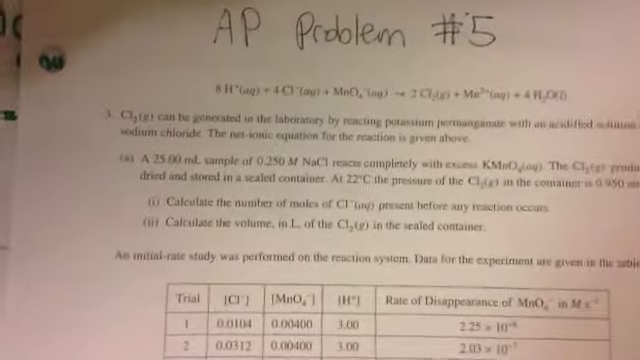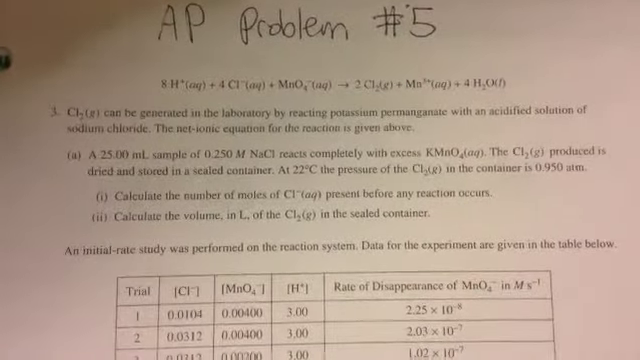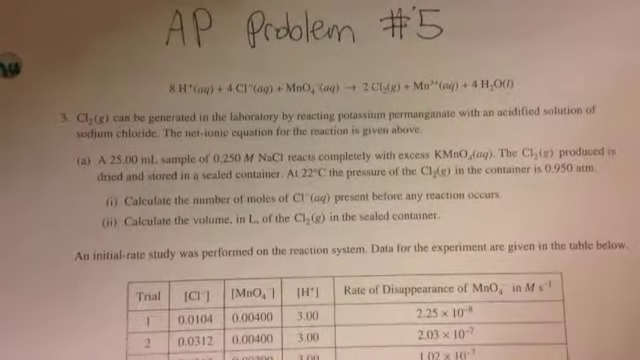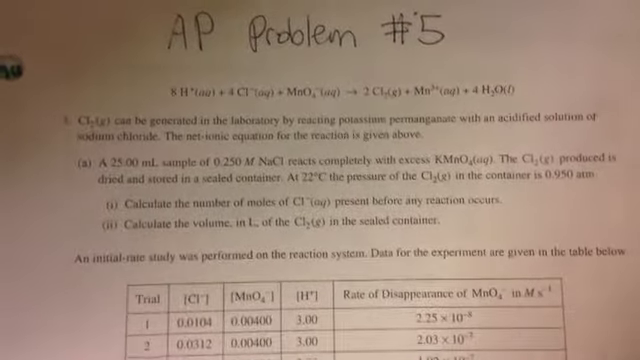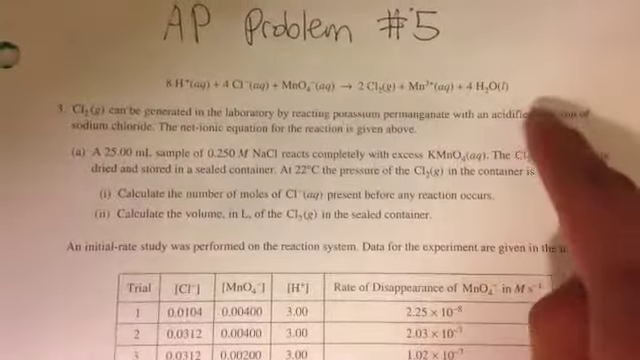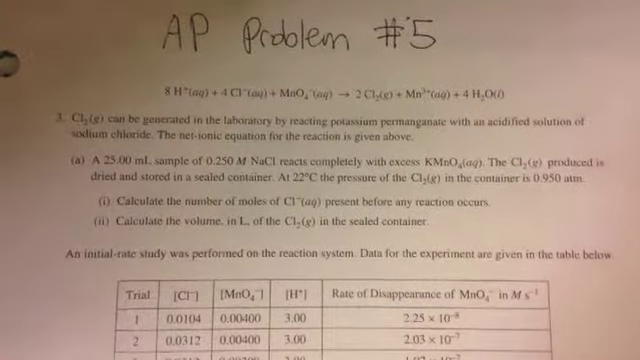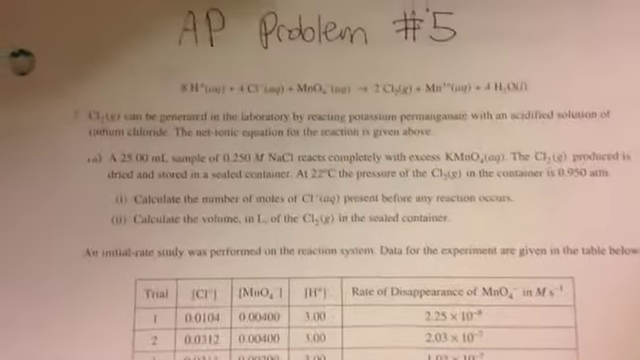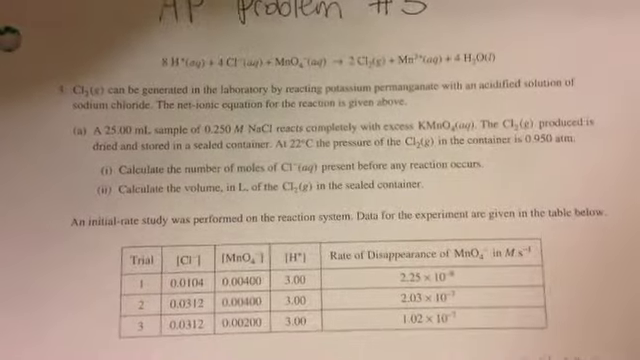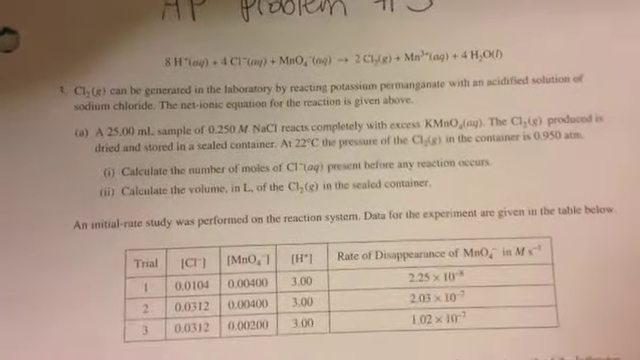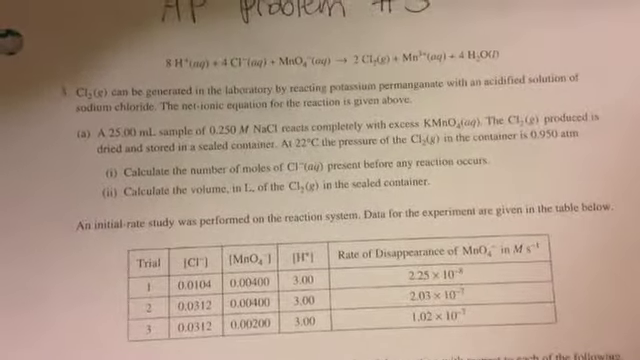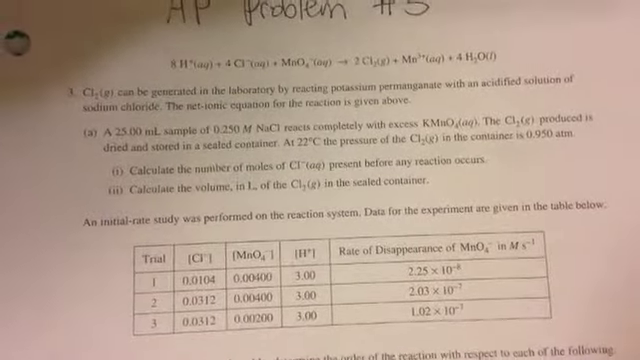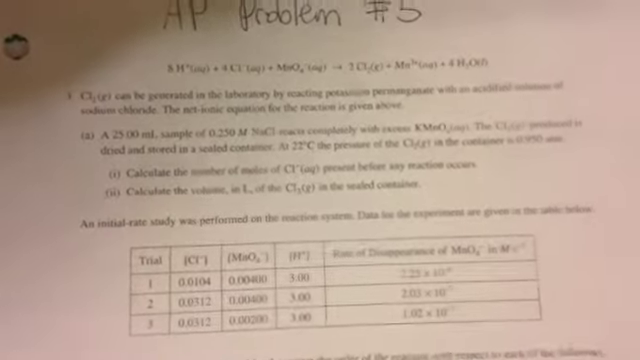CO2 gas can be generated in the laboratory by reacting potassium permanganate with an acidified solution of sodium chloride. The net ionic equation for the reaction is given right here. A 25 milliliter sample of 0.25 molarity NaCl reacts completely with excess KMnO4. The CO2 gas produced is dried and stored in a sealed container at 22 degrees Celsius. The pressure of the CO2 gas in the container is 0.95 atm.